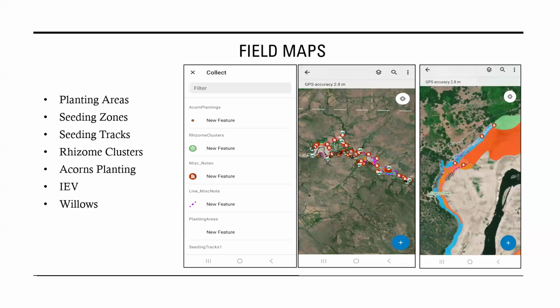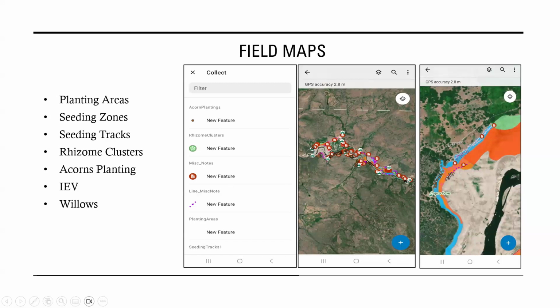So this is an example of what Field Maps looks like on your cell phone. When the crews are out and they want to collect a point, this is an example in Kopko. They'll pick this blue plus sign to collect a point. They have these options of acorn planting and planting areas.